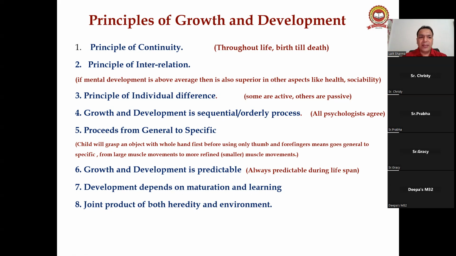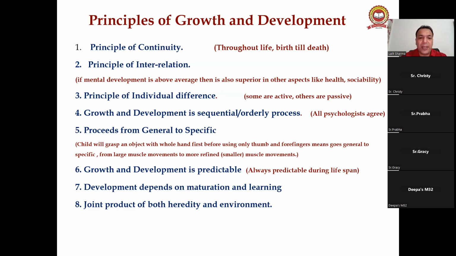The fifth principle of growth and development is that it proceeds from general to specific. What is the meaning of that? A child will grasp an object with the whole hand first before using only thumb and forefingers, which means going from general to specific. From large muscle movement to more refined smaller muscle movement. Every baby first has large muscle movement, and after that they become expert in the smaller muscles later. So first the baby picks up a thing with the whole hand, and later on he can hold the object with 2 fingers, or a finger and thumb. So this is the meaning of general to specific.